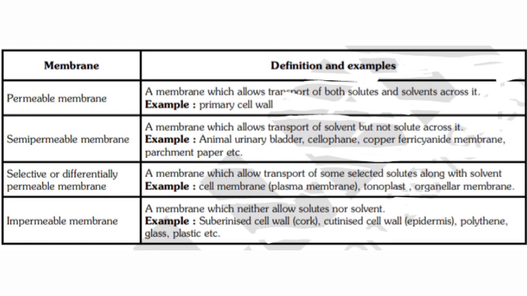Selective or differentially permeable membrane. This membrane allows transportation of some selected solutes along with the solvent. Example, cell membrane or plasma membrane, tonoplast, organellar membrane. Fourth one, impermeable membrane. This membrane allows neither solutes nor solvent, which means it does not allow both solute and solvent. Example, suberized cell wall, cork, cutinized cell wall, epidermis, polythene, glass, plastic, etc.